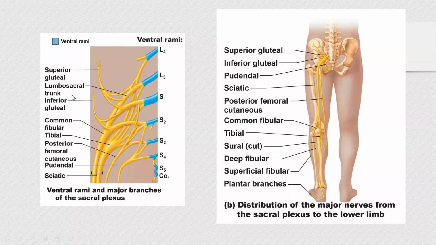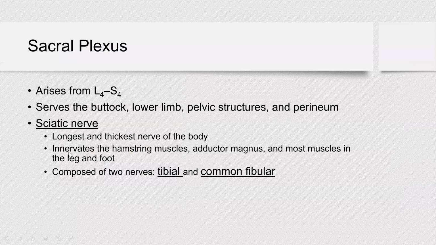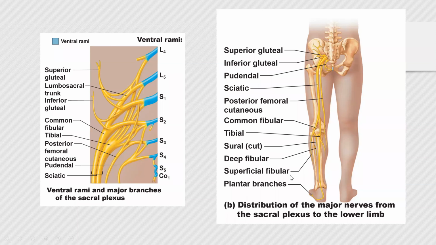So here, the sciatic nerve, the longest and thickest nerve of the body, innervates the hamstring muscles, adductor muscle, most muscles in the leg and foot, and is composed of two nerves, tibial and common fibular. So the sciatic nerve is actually the one that is going to innervate the muscles of the posterior thigh and anterior and posterior leg. Right. So that's our sciatic nerve, and it arises from the sacral plexus. Right. So let me see where we are.